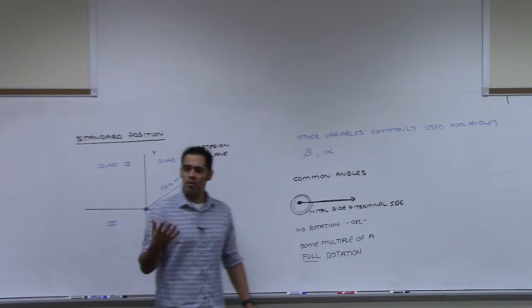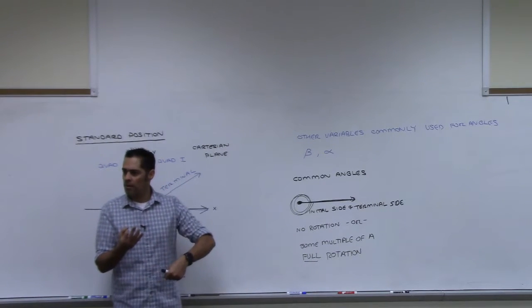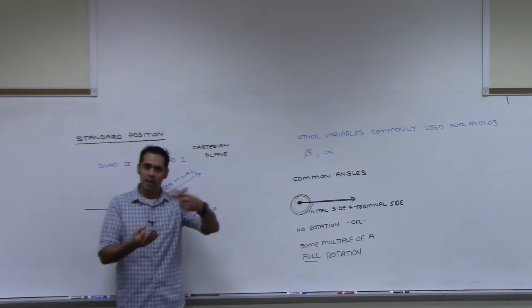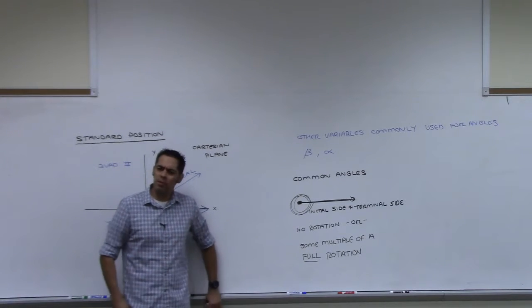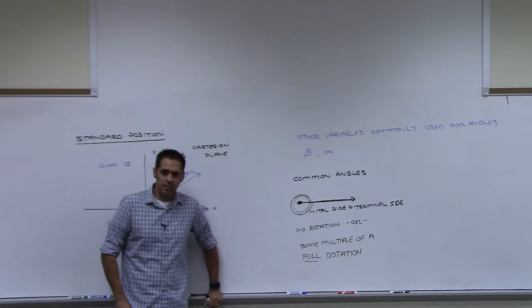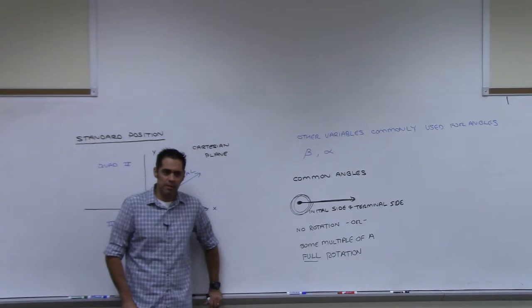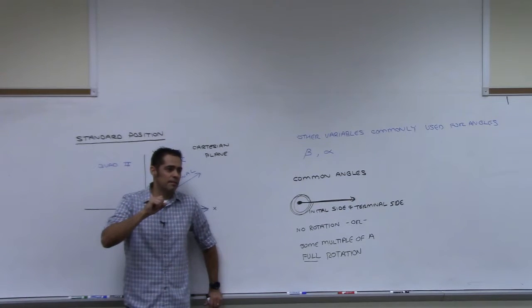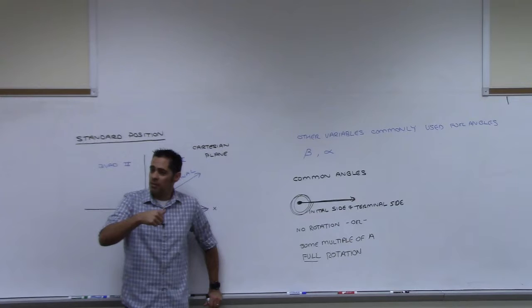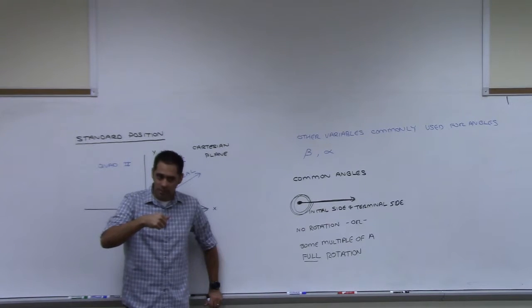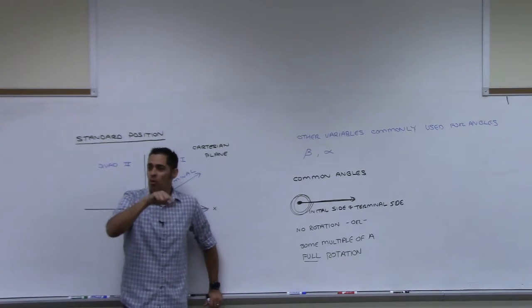3, 6, 9, 12, right? So all you're doing is taking 3 and multiplying it by 1, then by 2, then by 3, then by 4, right? Those are the multiples. Is 0 a multiple of 3? Yes. 0 is a multiple of 3, because that's 0 times 3. Is negative 3 a multiple of 3? Yes, because it's negative 1 times 3.